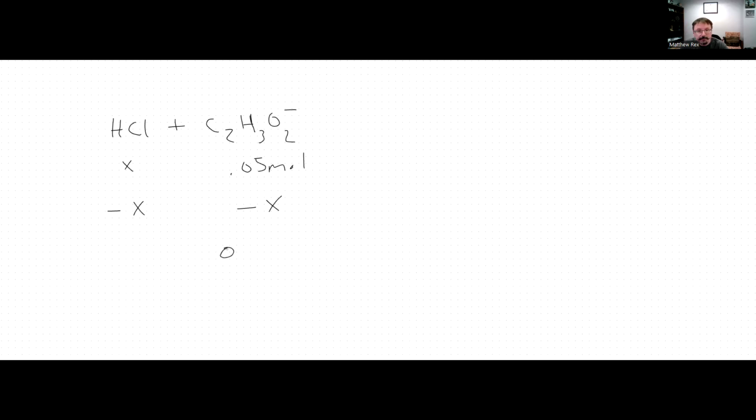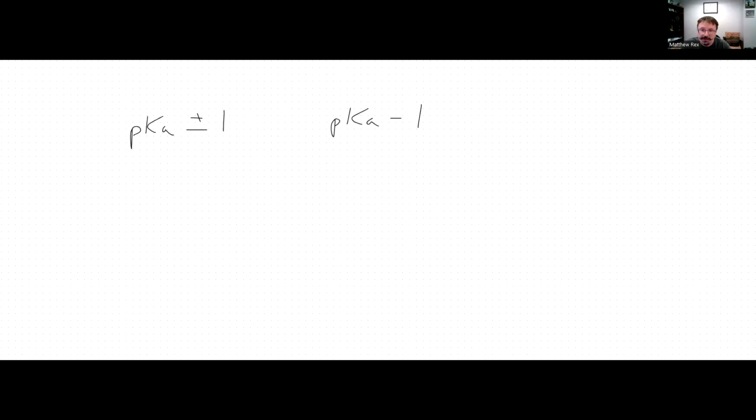And we're going to lose base and produce more of the weak acid. The buffer capacity, or the range, is essentially the pKa plus or minus 1. We know in this case we're adding acid, so we're going to become more acidic. So we're looking at the pKa minus 1, and we want to know essentially when are we going to get there.